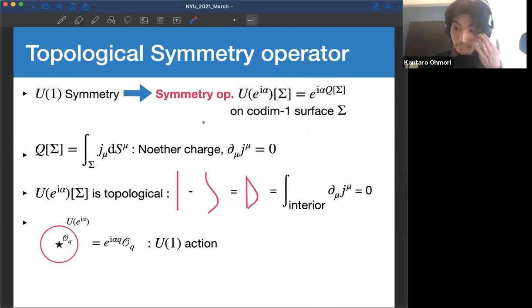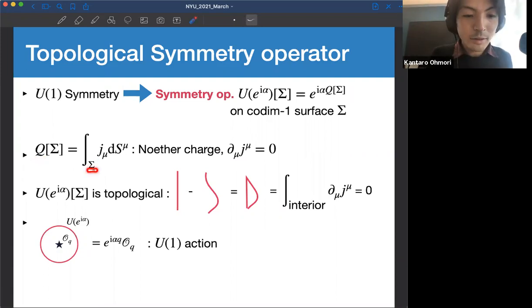Okay, so before talking about that fancy thing, I have to talk about the ordinary symmetry, and in particular the topological symmetry operator corresponding to an ordinary symmetry. So let's start from the simple U(1) symmetry. For U(1) symmetry, we can define a symmetry operator for each phase alpha by just exponentiating the Noether charge. Here, the Noether charge is, of course, defined by integrating the Noether current.